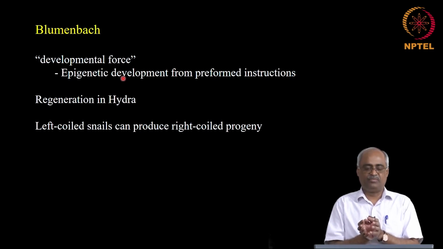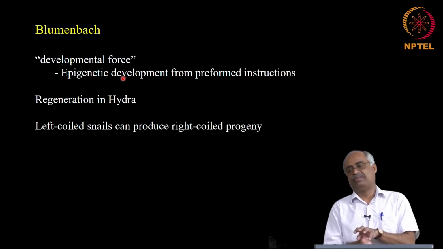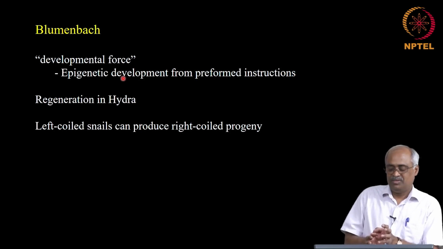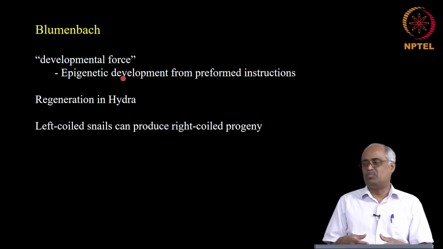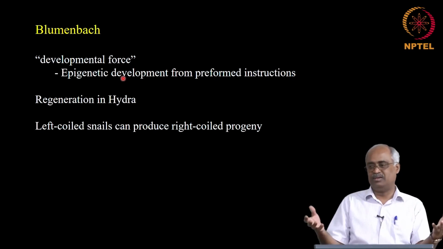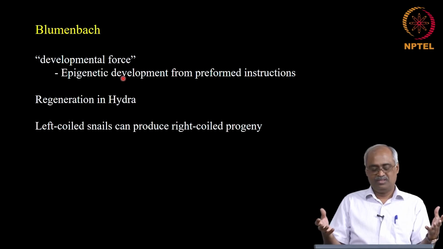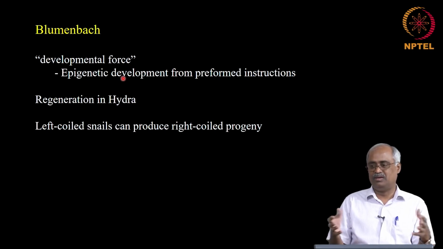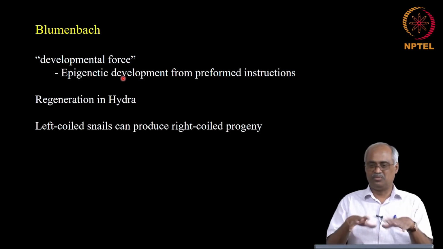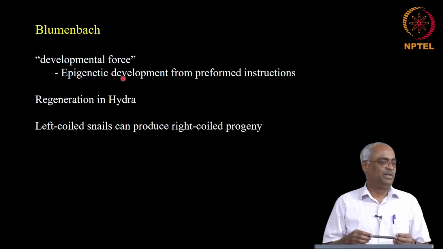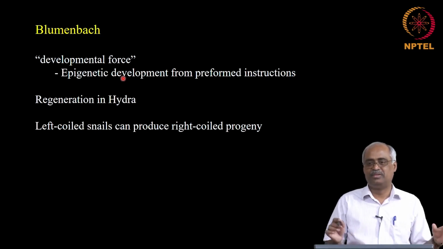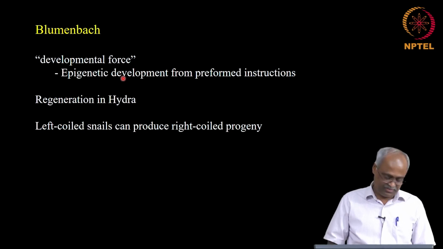For example, left coiled snails could produce right coiled progeny or vice versa. So this is now very close to our modern view. We have genetic instructions that lead to the development of an organism. So this is how at the end you come to putting epigenesis into the dominant place, and preformation is laid to rest. Okay, so after that there is nothing about preformation.